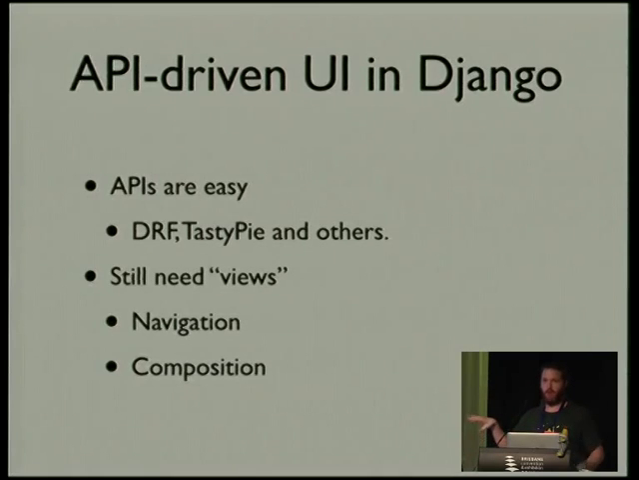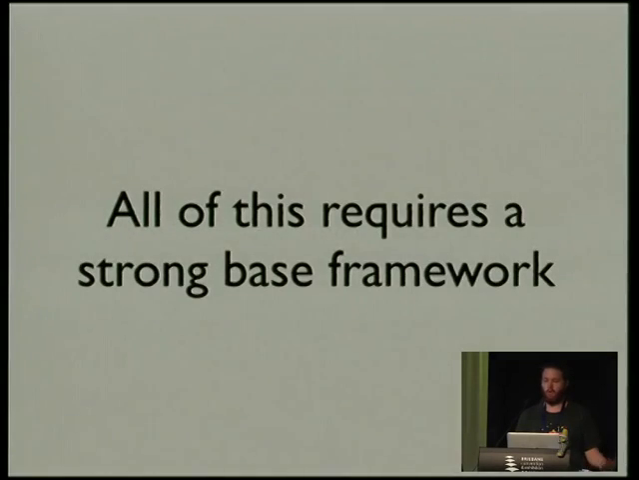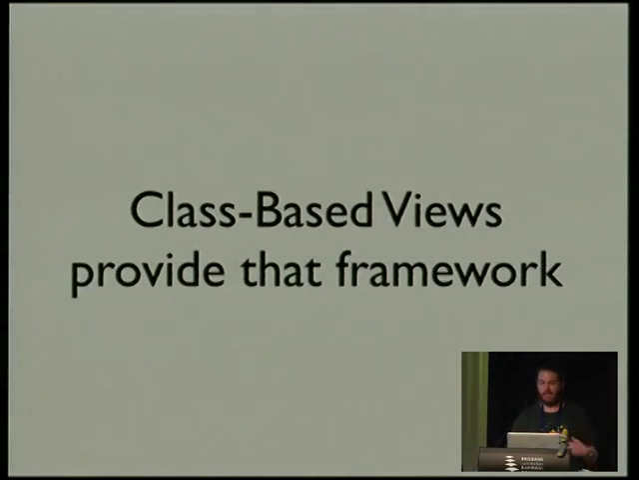We need to be able to represent the ideas of navigation and composition. In order to do that, we need a strong base framework. My argument is that class-based views potentially provide that framework. Notice I'm saying class-based views here, not class-based generic views. I think generic views are solving the wrong problem. They're trying to solve the 2005 problem.